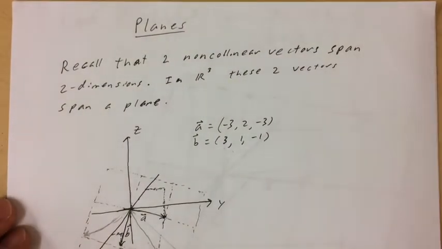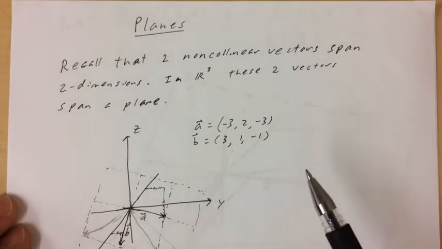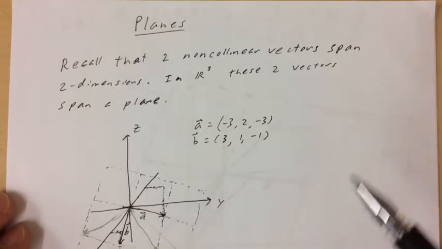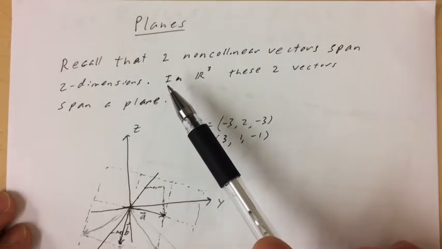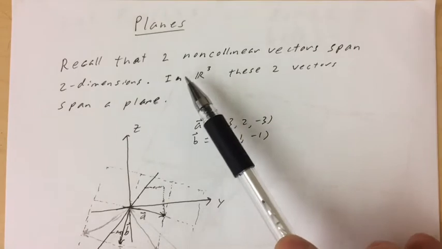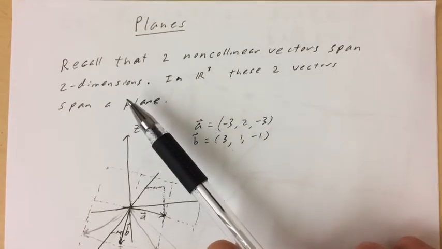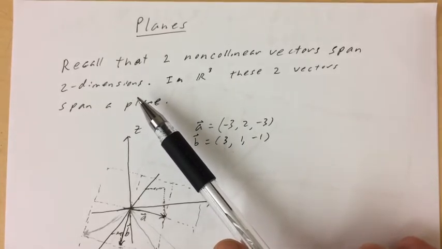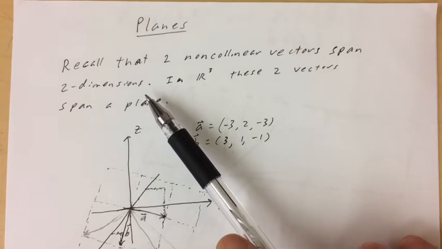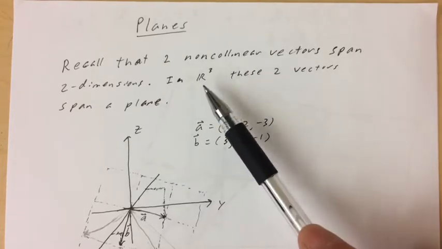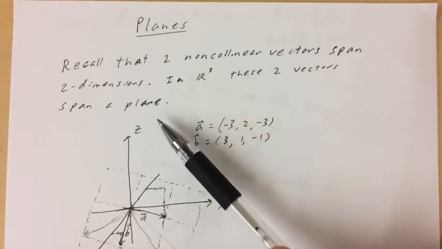Okay, so we're going to start our lessons on planes. Planes are going to be a two-dimensional thing in 3 dimensions. Recall that in 2 dimensions, 2 non-collinear vectors can span the 2 dimensions. Non-collinear means they don't lie in the same line; they're not scalar multiples of each other. So in R3, in 3 dimensions, these 2 vectors can span a plane.